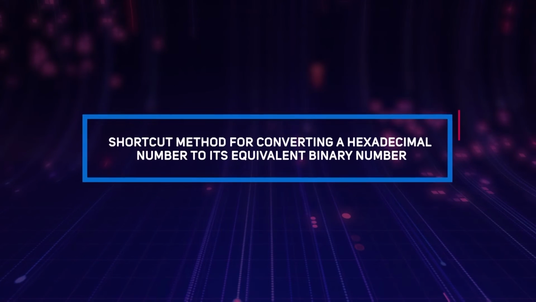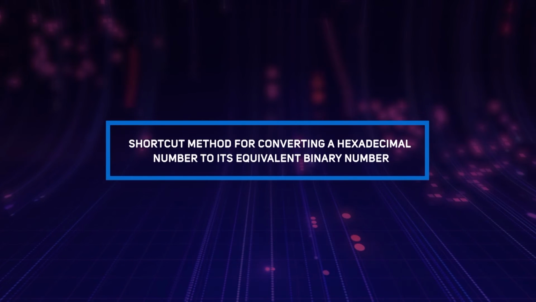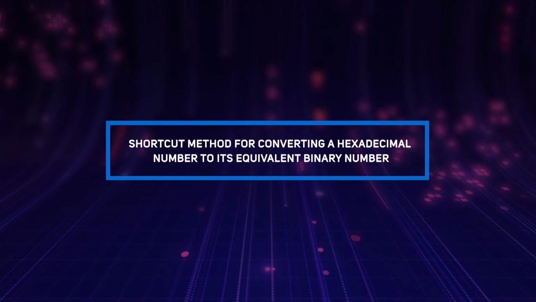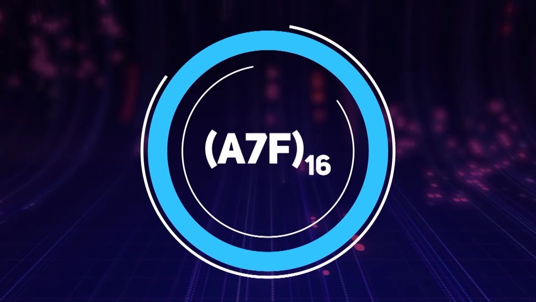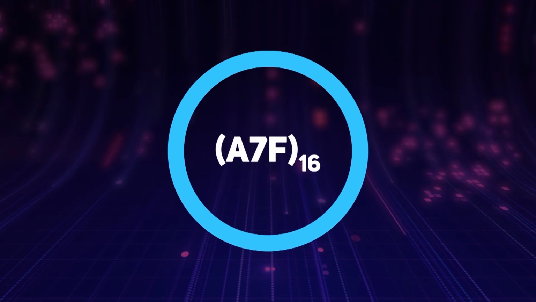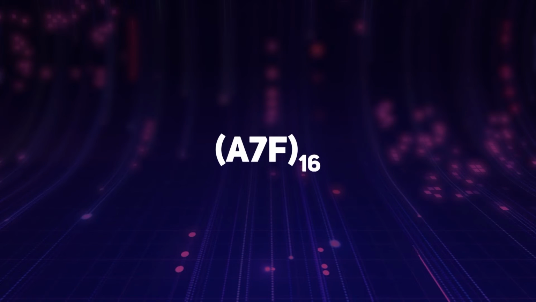The next is a shortcut method for converting a hexadecimal number to its equivalent binary number. Reverse of the previous procedure will give the result. Step 1, convert the hexadecimal digit to its 4 digit binary number, and in step 2 we combine all the binary groups to a single binary number. For example, convert A7F to the base 16 to binary.